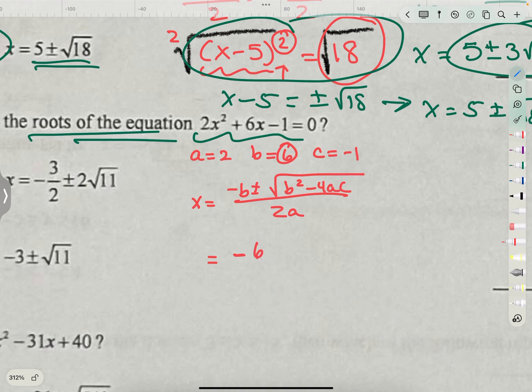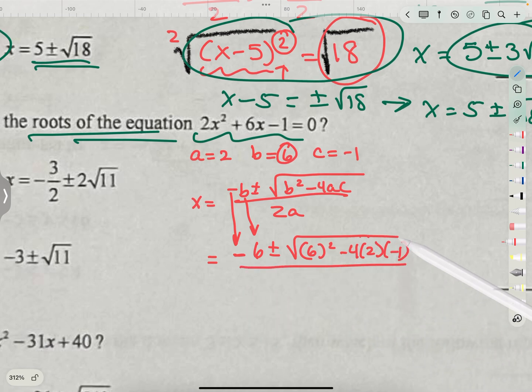My b is 6. So that's the negative sign. The b is the 6. Plus minus. I have to take the b value 6 and I have to square it. Always put that in parentheses. In fact, I put all these things in parentheses to indicate multiplication.